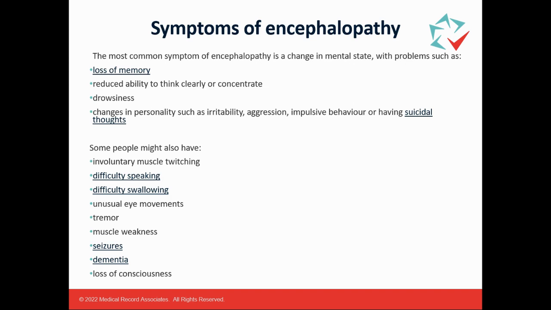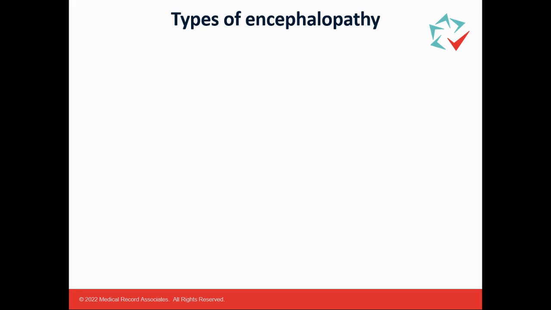So let's look at some symptoms of encephalopathy. Loss of memory, reduced ability to think clearly or concentrate, drowsiness, changes in personality such as irritability, aggression, impulsive behavior, or having suicidal thoughts. Some people might also have involuntary muscle twitching, difficulty speaking, difficulty swallowing, unusual eye movements, tremor, muscle weakness, seizures, dementia, or loss of consciousness. So there are many different types of encephalopathy, and we are going to be going over those today.